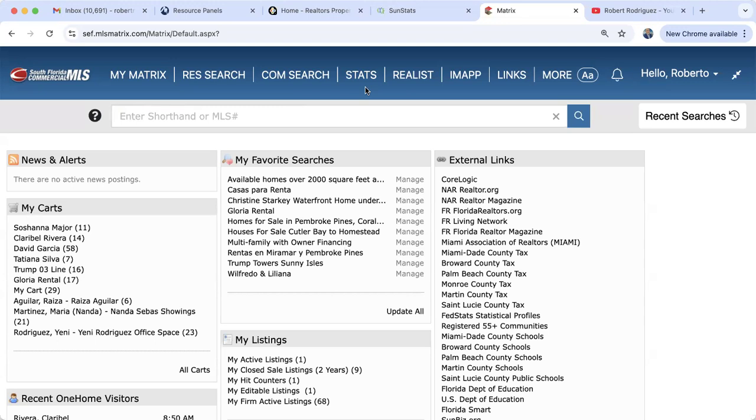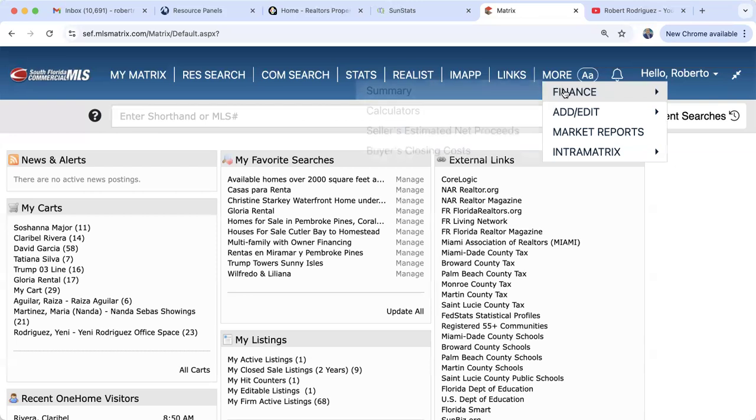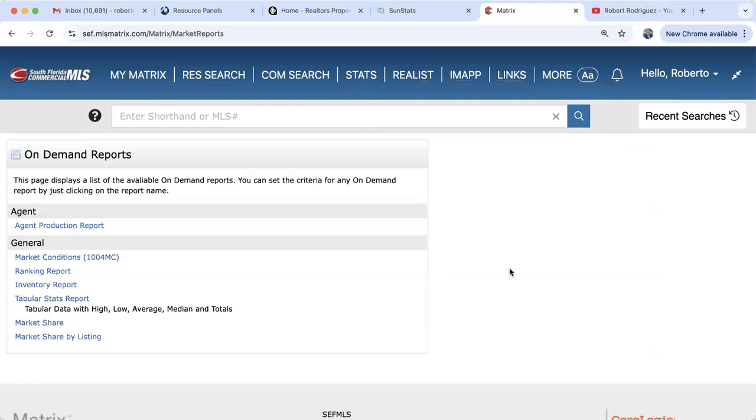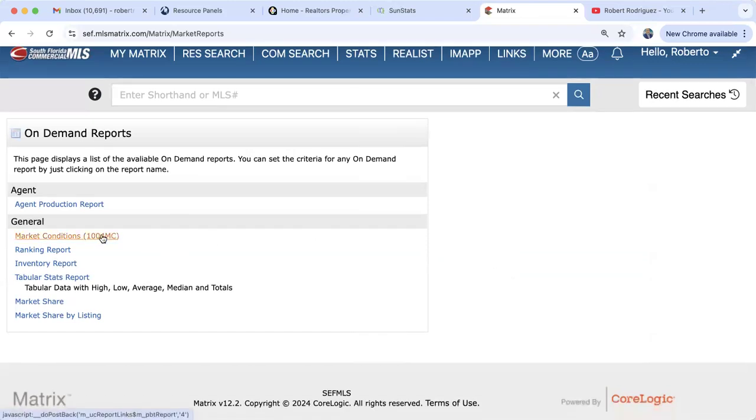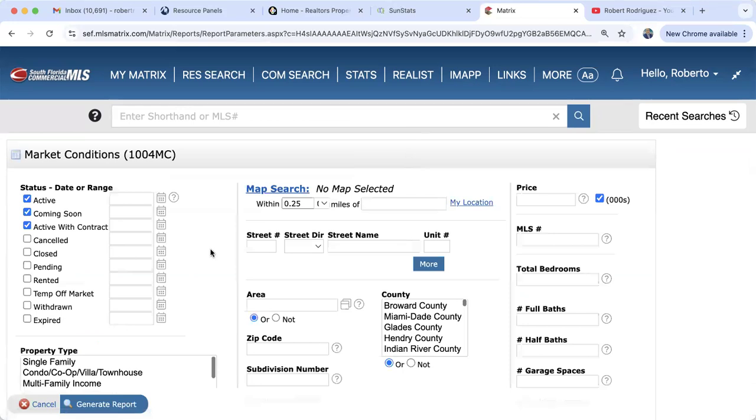This is a very important report for us to learn how to run. And for that, we're going to go here to where it says more, and we're going to click on market reports. All right. So in every single appraisal that you see done, you will see a market conditions report. It's known as the market conditions 1004 MC report. You'll see it over here on the left-hand side. We're going to learn how to run this. We're going to learn to see the speed of the market. How is it behaving? Is it a buyer's market? Is it a seller's market? Or is it just neutral? You're also going to learn trends. Is it trending upward or downward?